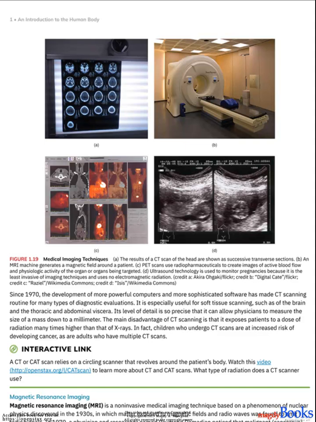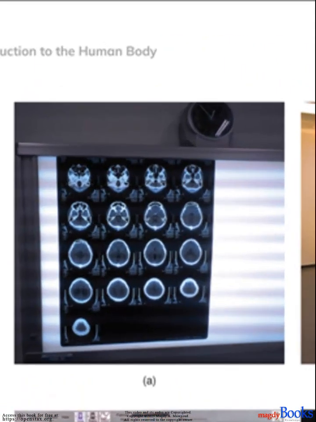B. An MRI machine generates a magnetic field around a patient. C. PET scans use radiopharmaceuticals to create images of active blood flow and physiologic activity of the organ or organs being targeted. D. Ultrasound technology is used to monitor pregnancies because it is the least invasive of imaging techniques and uses no electromagnetic radiation.